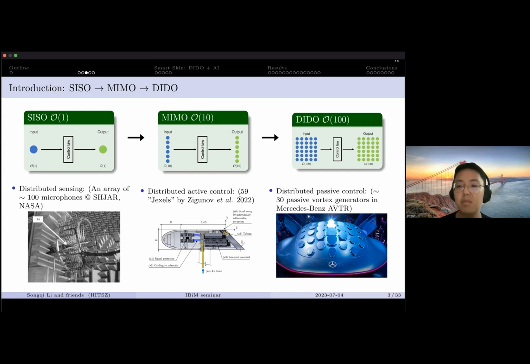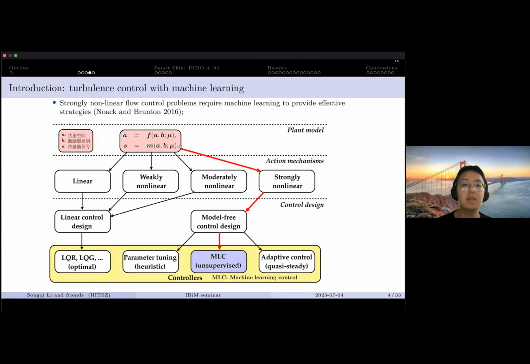But this dramatically increased number of actuators and sensors will pose a strong challenge to the control algorithm, because it is more difficult for the control algorithm to tackle this high-dimensional and strongly nonlinear space. So here I give an introduction of why we need machine learning control to solve the turbulence control problem.